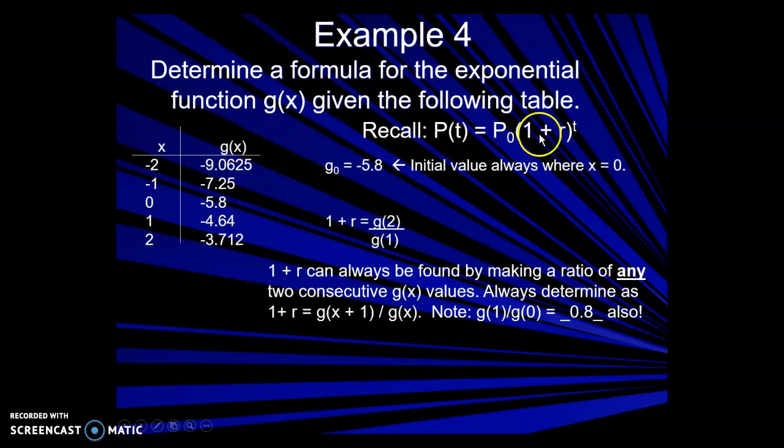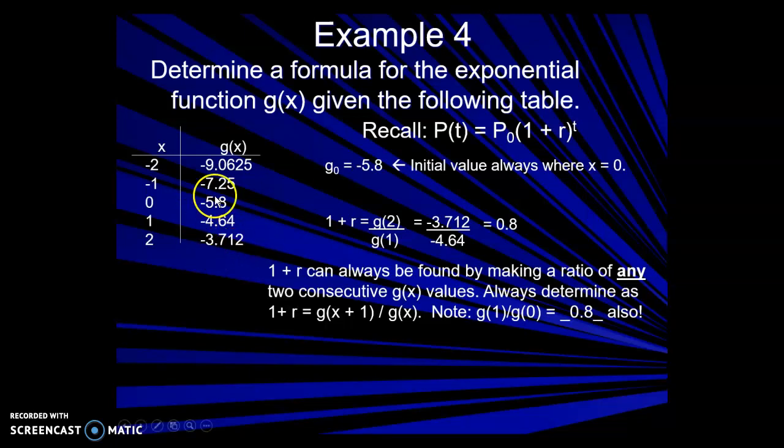Next thing you need to determine is your factor of growth or decay. In order to do that, you just take two consecutive x values and compare them. So you take g of 2, which is negative 3.712, and you make a ratio of it to g of 1, which is negative 4.64. That ratio ends up being 0.8. In most situations, this would represent a decay because the value is shrinking, and the growth factor is less than 1.